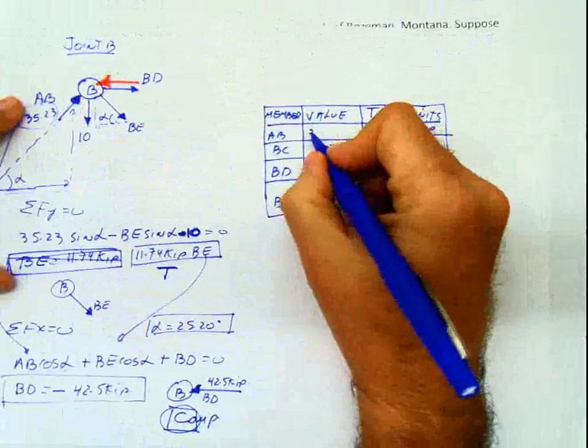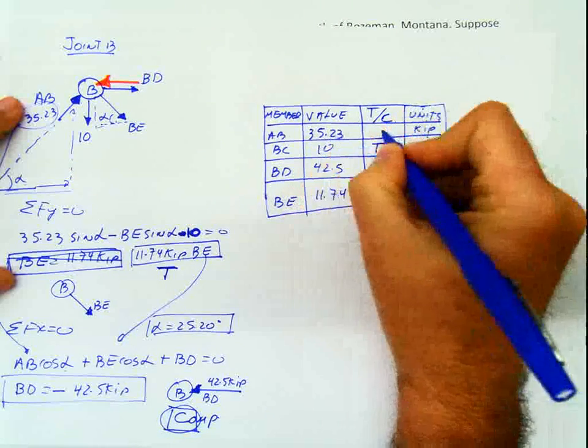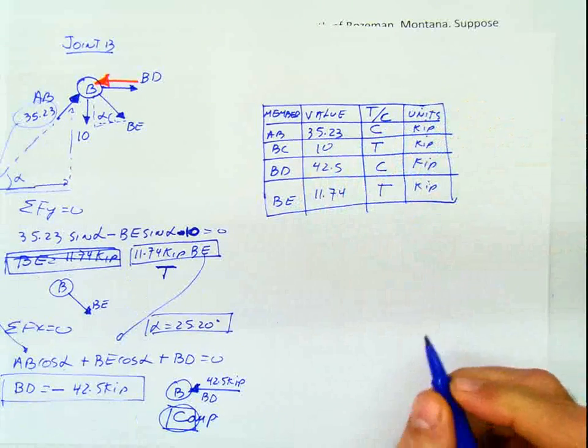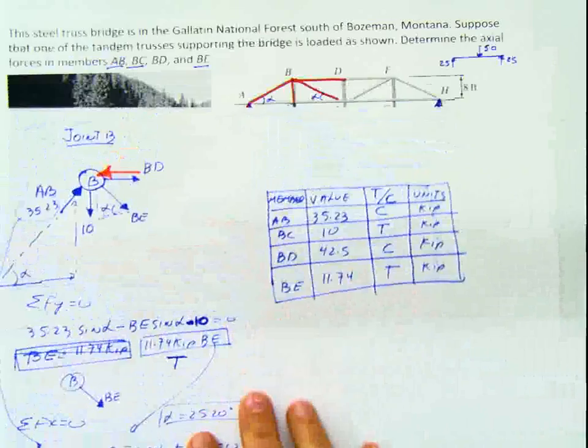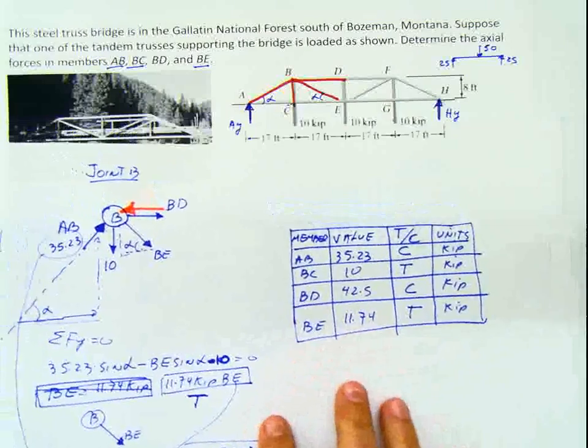So 35.23 entering the joint means compression. And that will be the first example for the method of the joints.